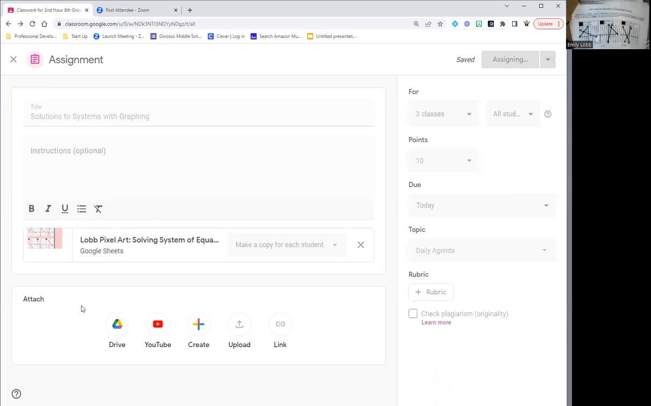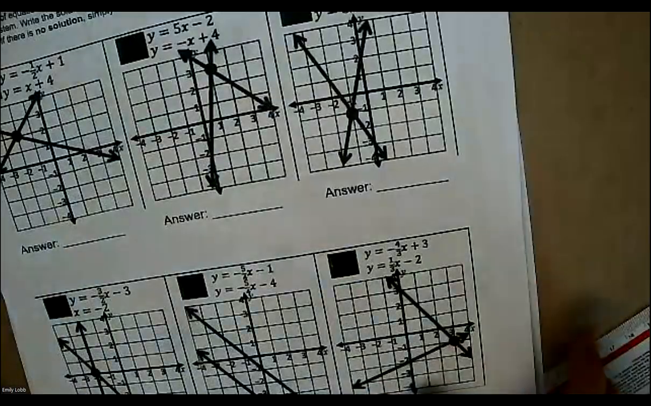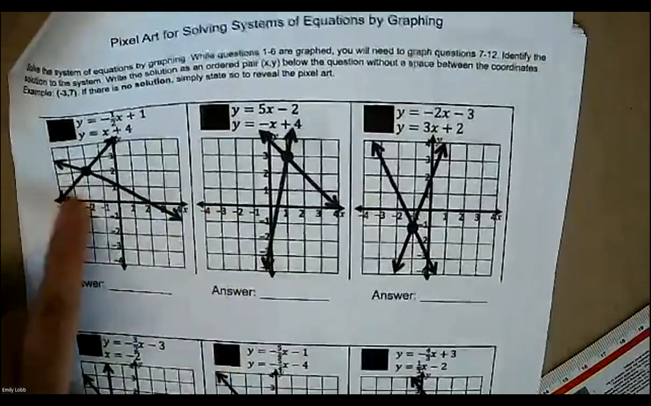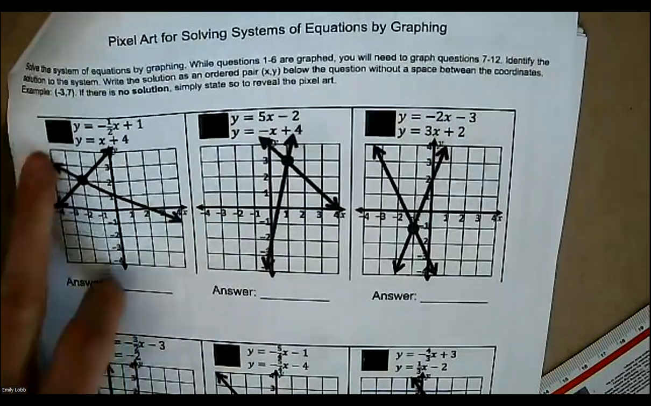Hey guys, this pixel art corresponds with your last 2 pages, pages 21 and 22 in your workbook. So you can definitely look at this and pick out this point. That's going to be your answer.